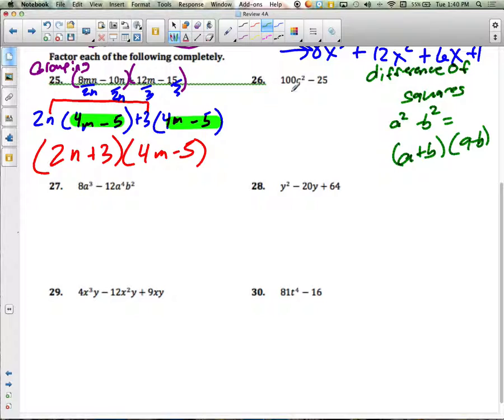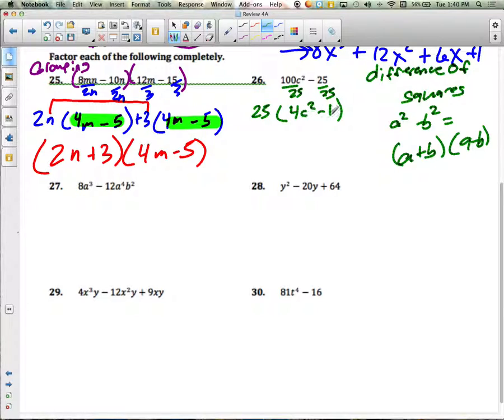Now, before I apply the difference of squares, though, I'm going to look and see, is there a greatest common factor that I can factor out of 100c squared minus 25? Is there a number that goes into both of those? Well, 25 divides into 100 and it divides into 25. So I'm going to take out the greatest common factor first, and that is a 25. So let's see what I'm left with after I divide everything by 25. That would leave me with 4c squared minus 1.